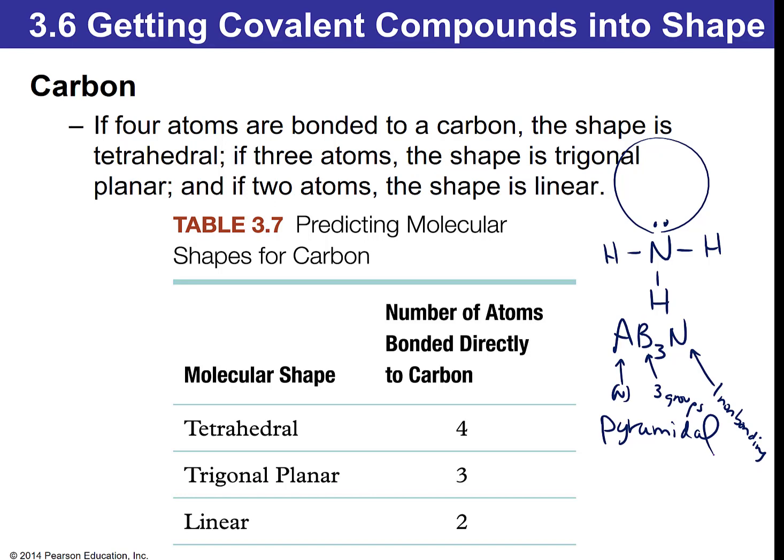It doesn't matter if I have chlorines or fluorines here, or hydrogens here. A nitrogen with 3 single bonds is always going to take that pyramid type of shape.